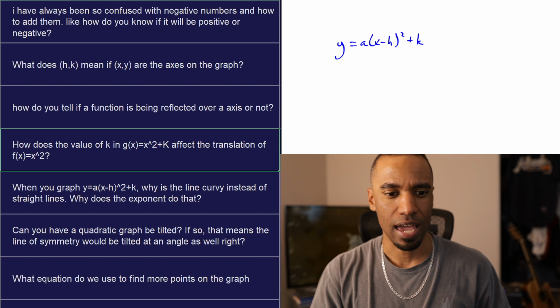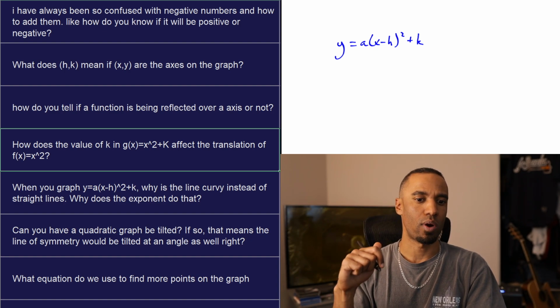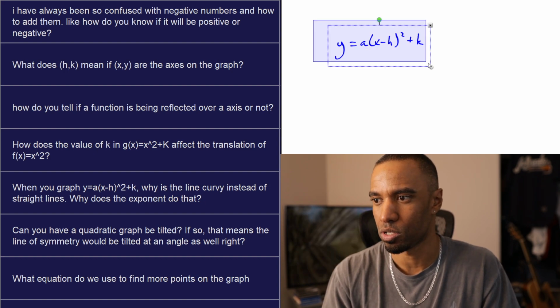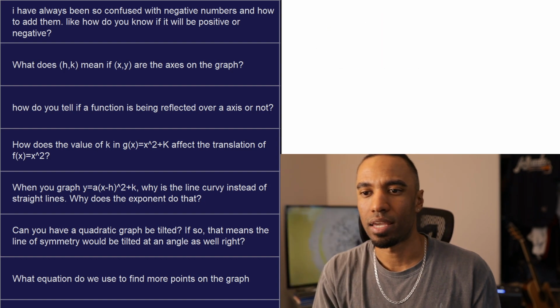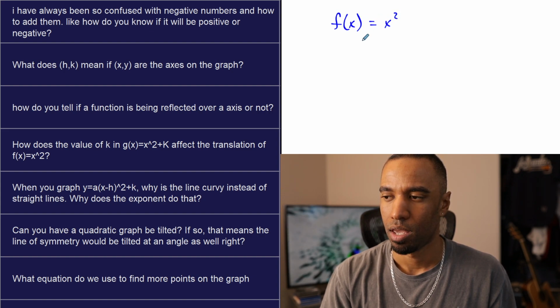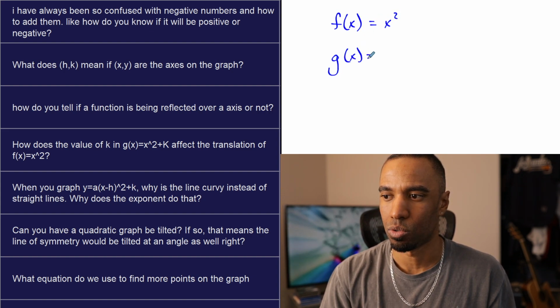How does the value of k in g of x equals x squared plus k affect the translation of f of x equals x squared? Very specific question. I kind of like it. So right here we have the original parent function one more time, f of x equals x squared. And then we have g of x equals x squared plus k.